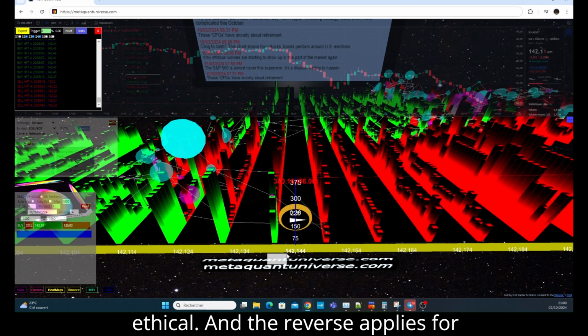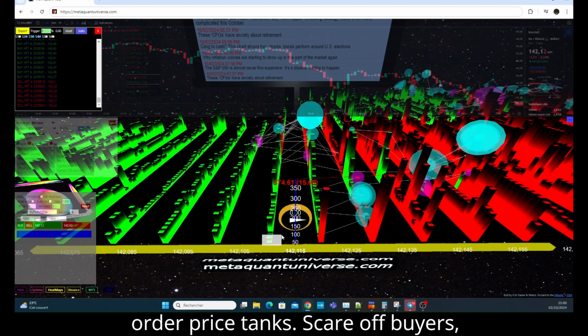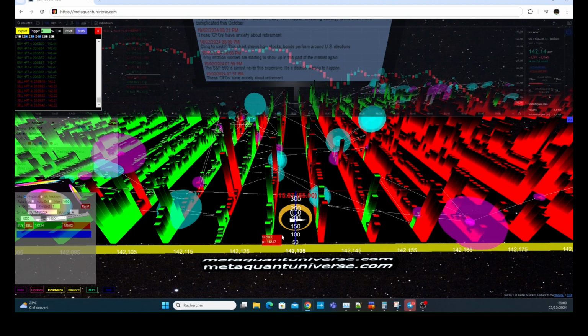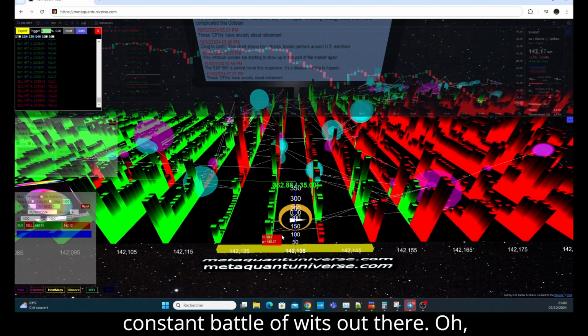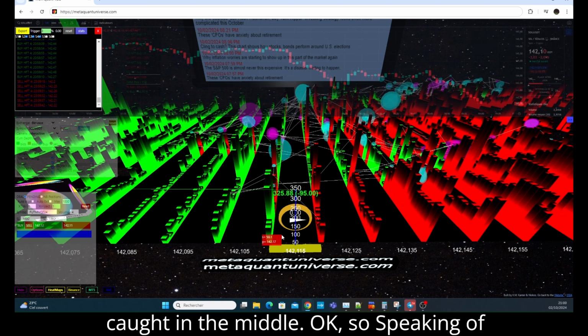And the reverse applies for HFT sell signal 3. Big buy order, price tanks, scare off buyers, scoop up cheap shares. So it's like a constant battle of wits out there. Oh, absolutely. These algorithms are always trying to outsmart each other. And we're caught in the middle.